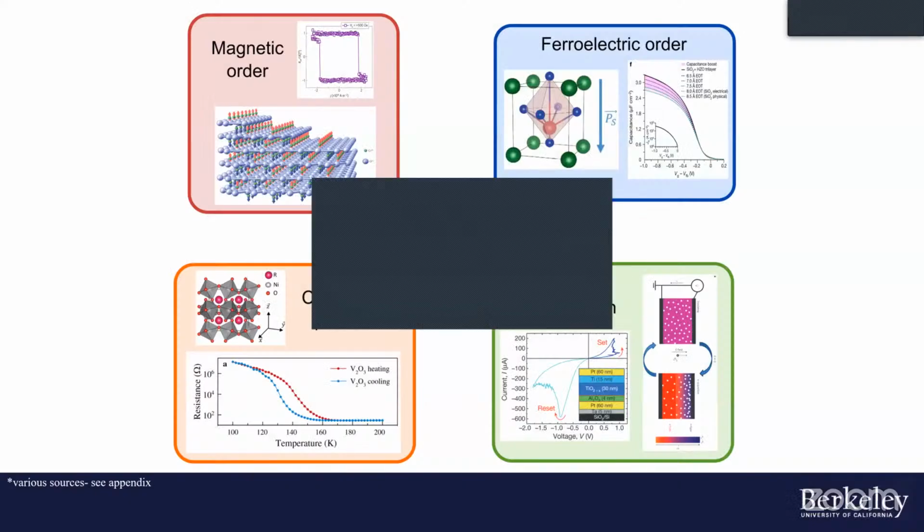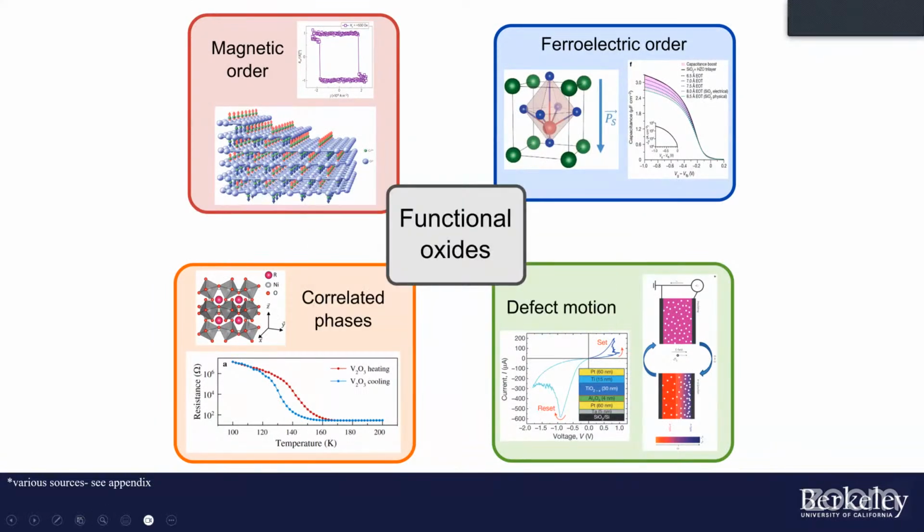Like ferroelectrics, where you have a permanent electrical dipole that you can switch with a voltage. You can have correlated phases, things like metal insulator transitions, like in V2O3.